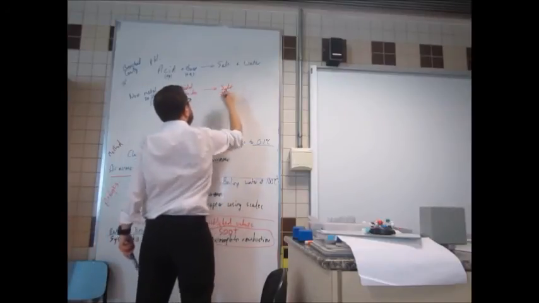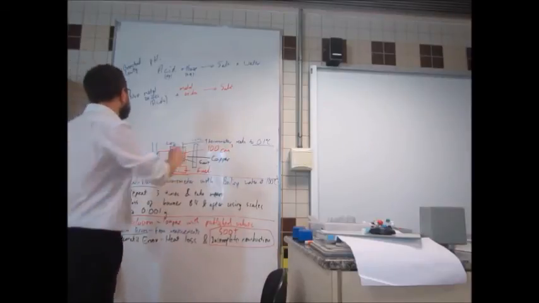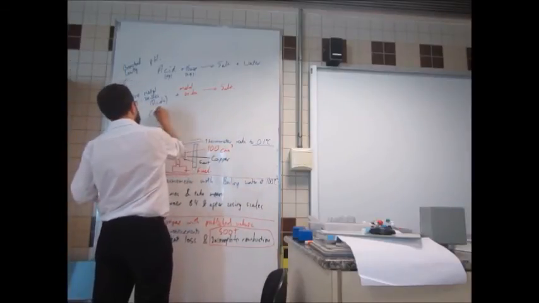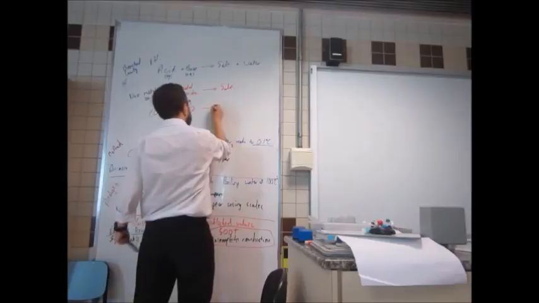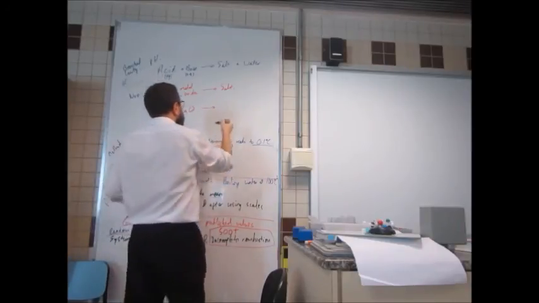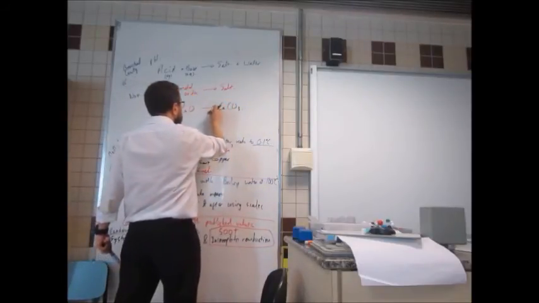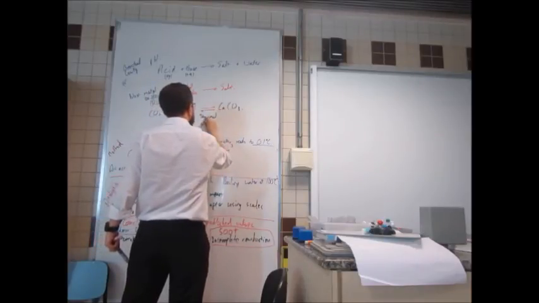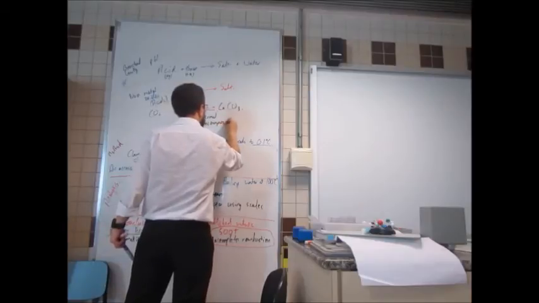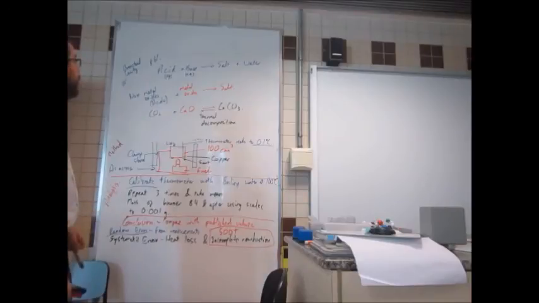Make salts. Perhaps the easiest or most straightforward of this would be CO2 plus CaO goes to make CaCO3. Going this way is thermal decomposition.